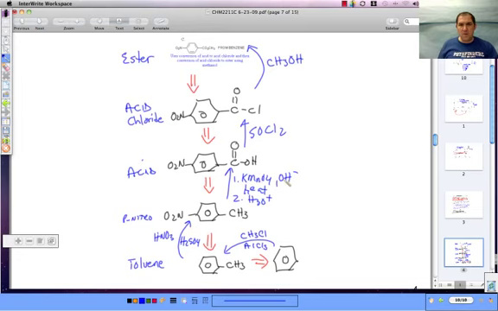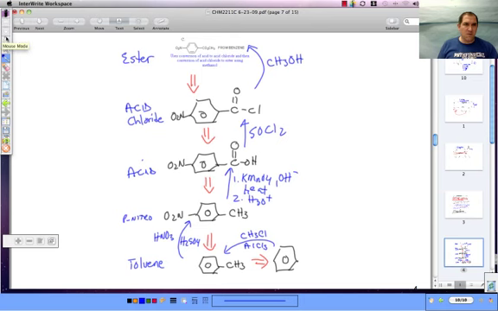We treat it with KMnO4, OH-, and heat. That will oxidize the CH3 to the carboxylate anion. Then we have to put in H3O+ so we can protonate our acid. Reaction of the acid with SOCl2 gives us our acid chloride. And then lastly, using CH3OH, we get our final product.